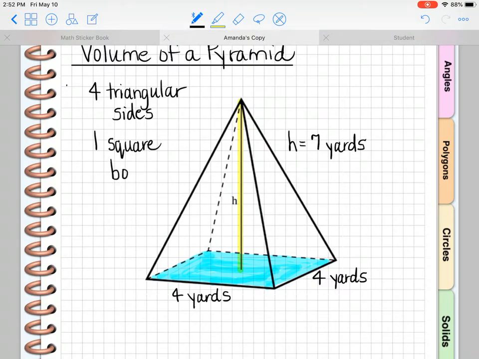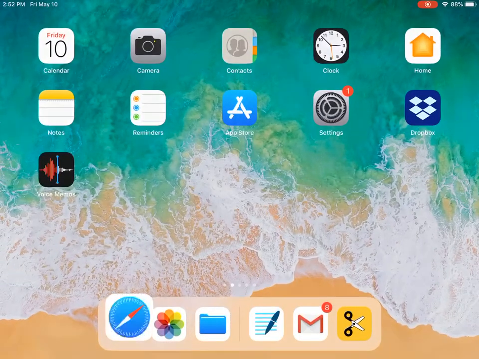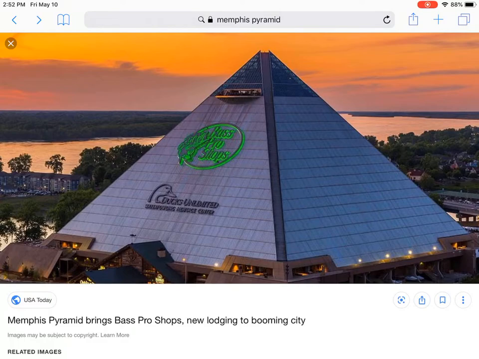And before I show you how to do the volume, I want to show you a real-world example of this. I found a picture in Memphis, Tennessee. If you visit West Tennessee and you go to see the river, if you go to Beale Street, you'll see the pyramid. It's a Bass Pro Shop store. But in the top of this pyramid is a restaurant. You can go up there and eat dinner and look at the Mississippi River. I was there about this same time of day. This view is very familiar to me.